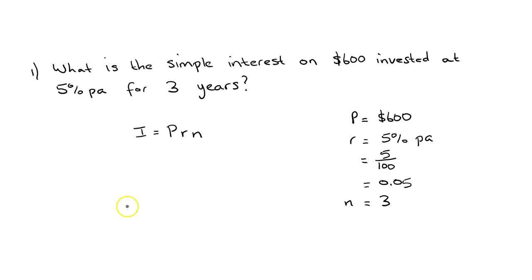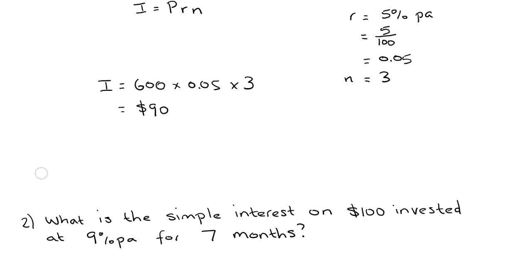So I can now put these into our equation. So I equals 600 times 0.05 times 3. And if you put this into your calculator, you get an answer of $90. So our $600 invested for 3 years has given us an interest of $90. So we now have $690 in total. Let's do another slightly harder one.